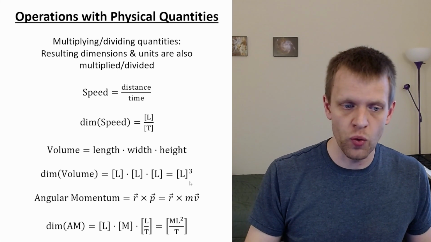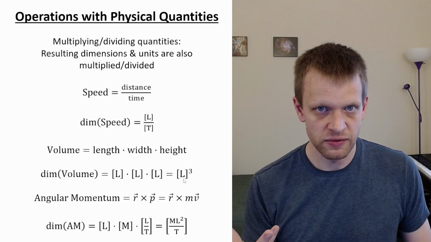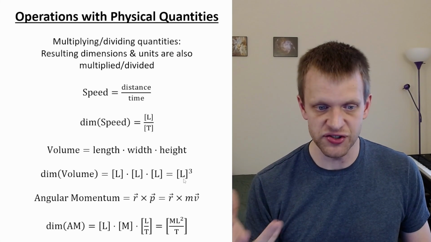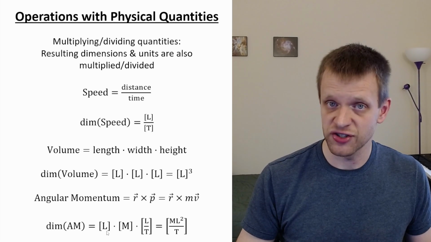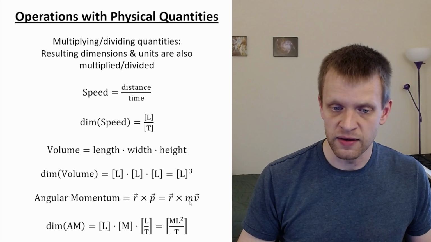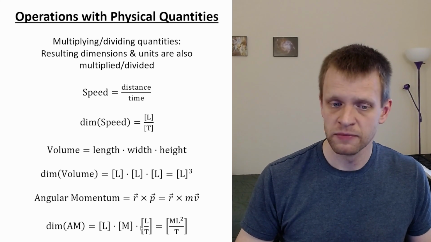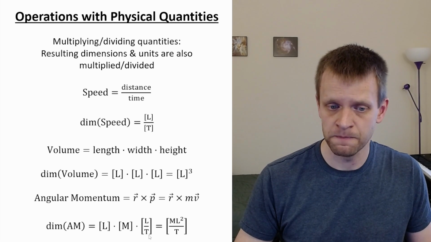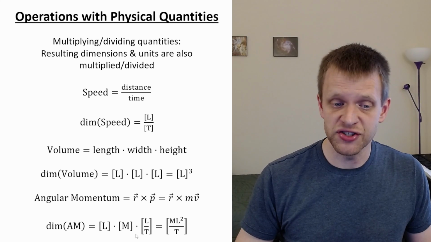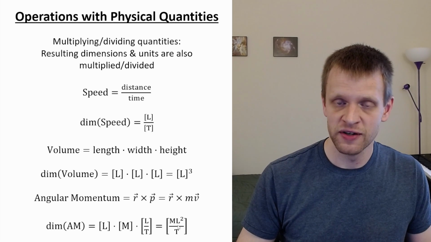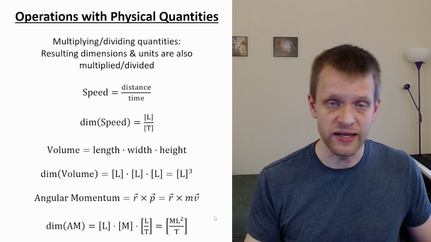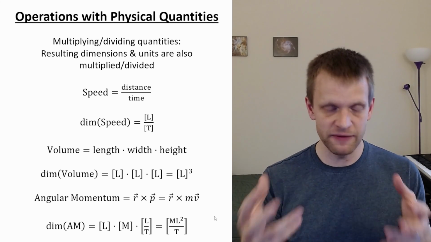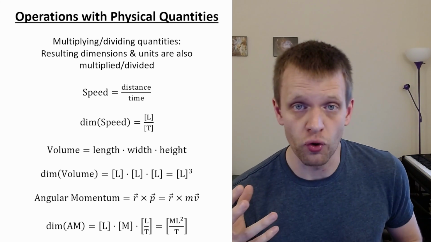So if I want to know what are the dimensions, what kind of quantity is this angular momentum, well, that r distance is going to be a length, and our momentum is a mass times a velocity. And we said velocity was a length divided by a time. So if I combine these together, that's going to be a mass times a length squared divided by a time. That would be the combination of dimensions that give us the dimensions for angular momentum.